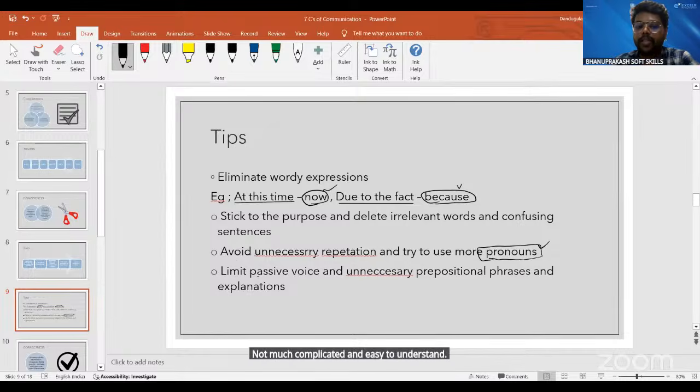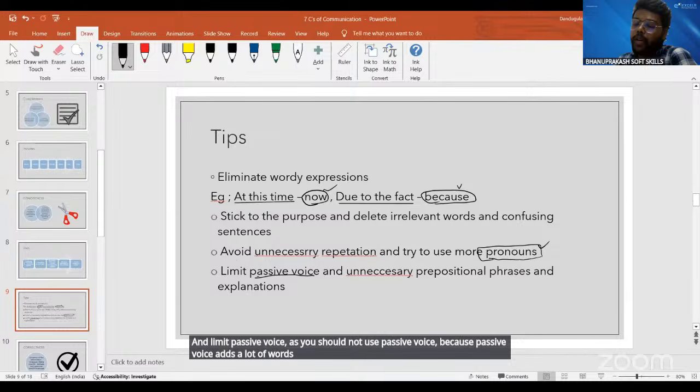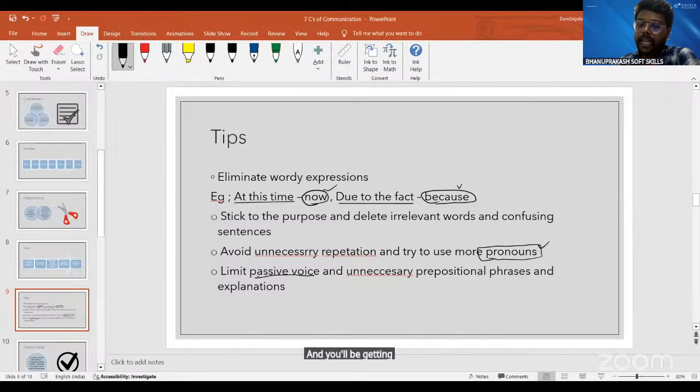And limit passive voice, as you should not use passive voice because passive voice adds a lot of words. Simply you can use the active voice, which is nothing but normal sentences itself. And you will be getting information on this active and passive in the verbal ability classes.